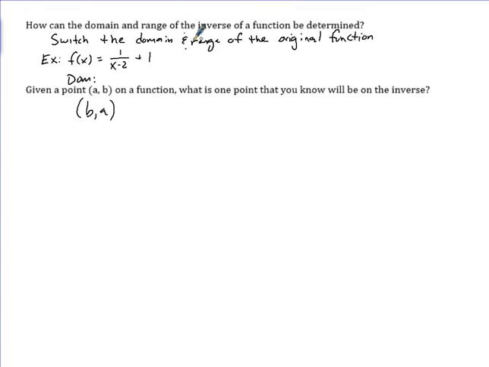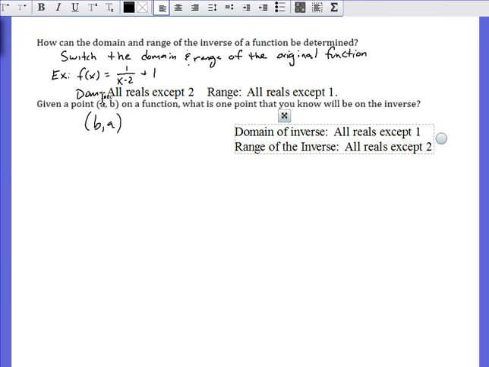Alright, how can the domain and the range of the inverse of a function be determined? One thing that you can do is just switch the domain and the range of the original function. And I can see that I didn't fix this. If I looked at this, the domain of this function would be x cannot equal 2. So the domain of this function would be all reals except 2. The range would be all reals except 1.